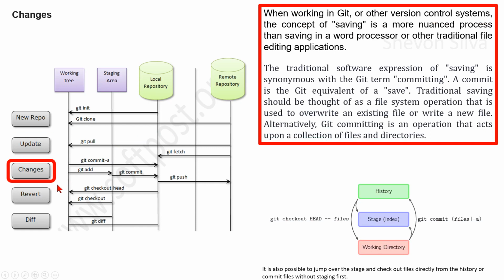When working with Git or other version control systems, the concept of saving is a more nuanced process than saving in a word processor or other traditional file editing applications. The traditional software expression of saving is synonymous with the Git term committing. A commit is the Git equivalent of a save. Traditional saving should be thought of as a file system operation that is used to overwrite an existing file or write a new file. Alternatively, Git committing is an operation that acts upon a collection of files and directories.